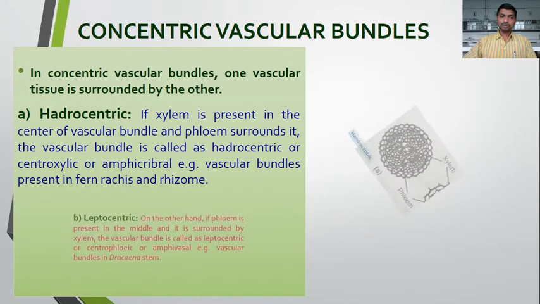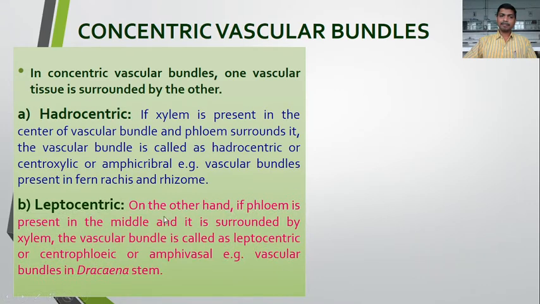To the contrary, there is another type, amphivasal. On the other hand, if the phloem is present in the middle and it is surrounded by the xylem, opposite to the amphicribal condition. In amphivasal vascular bundles, if phloem is present in the middle and it is surrounded by the xylem, the vascular bundle is called amphivasal or centrophloic. In centrophloic, phloem is present in the center or the middle and it is surrounded by the xylem. For example, vascular bundles in Dracaena stem.